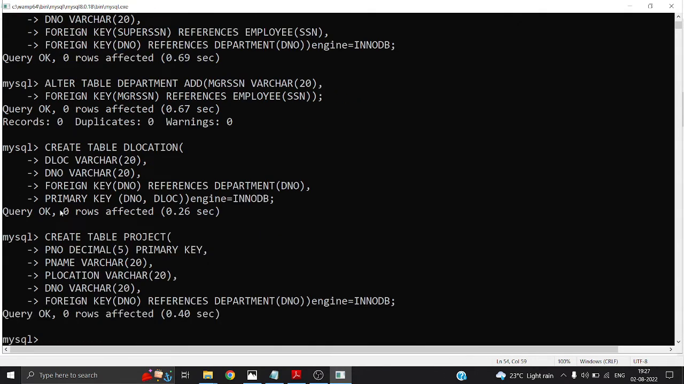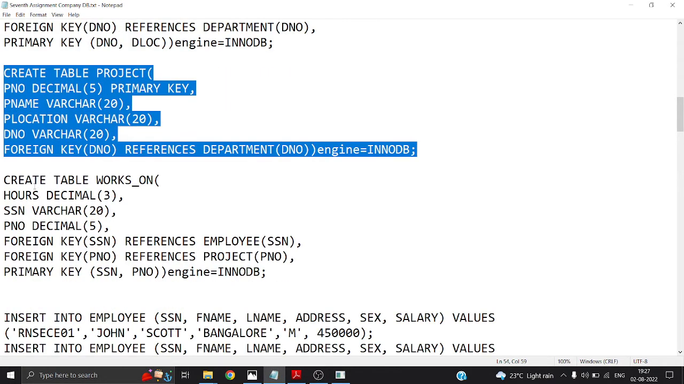Okay, so we have created the table by the name projects. In that, project number, project name, location as usual, department number, and department number is the foreign key in the project table which is referring to the department table. So next again we will move ahead with the work zone table.